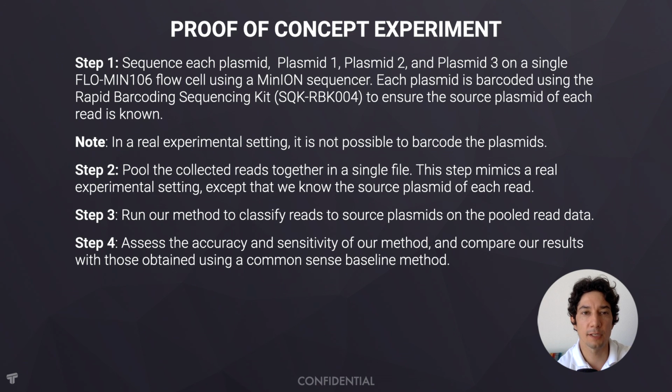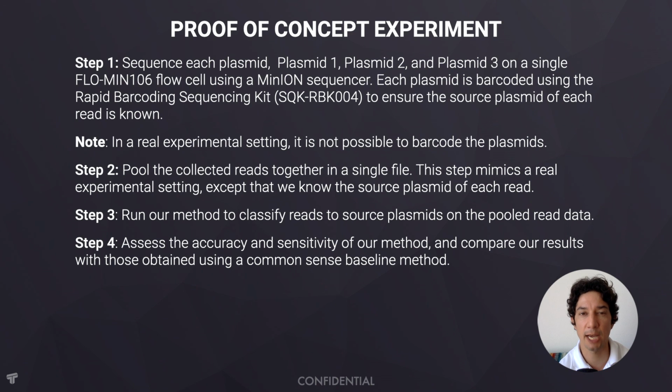The first step of this proof of concept study is that we took each of our three plasmids and we sequenced them without doing the transformation experiment where they're transformed together. So we took the plasmid DNA for plasmid 1, plasmid 2, and plasmid 3, we barcoded them separately, and then we performed sequencing on a nanopore flow cell. In this case, we know the source of the reads for each plasmid, which would not be the case in the real experiment application that we would use this method for.